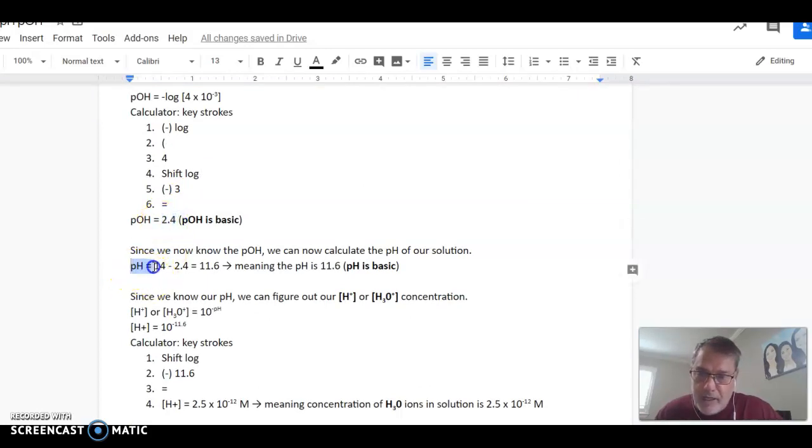So here we go. Our pH is going to be 14 minus 2.4. Remember, our pOH is 2.4, so this is our pOH here. 14 minus 2.4 equals 11.6. So this means our pH is 11.6, meaning if we're using the pH scale, it is also basic.